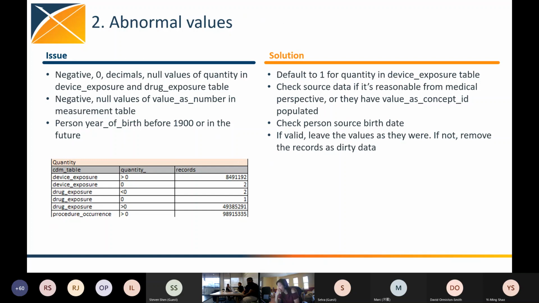Normal values. Again, we get a lot of these in all the different tables. You have to be able to write queries about all this stuff and look at it. Like even year of birth, right? Even though you might populate it and it's required, putting something before the 1900s doesn't seem too realistic, or future dates. So those are things we check as well.